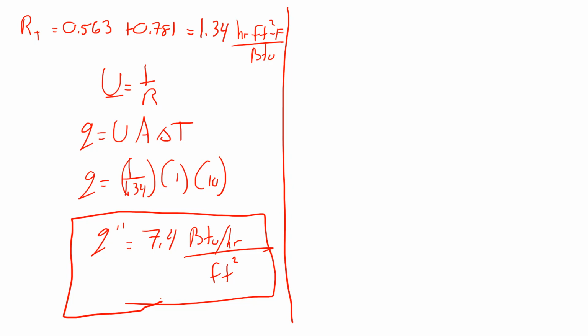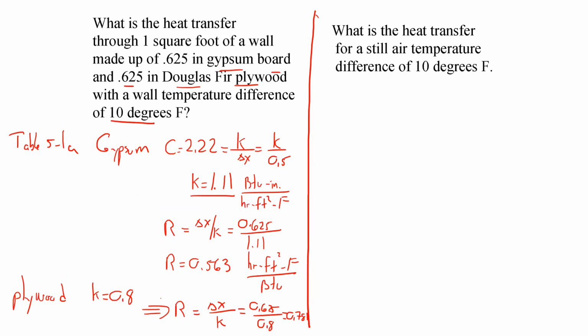Now, what we're going to do is do the same problem, but instead of the temperature difference being on each side of the wall, the temperature difference is going to be 10 degrees between the inside air and the outside air.